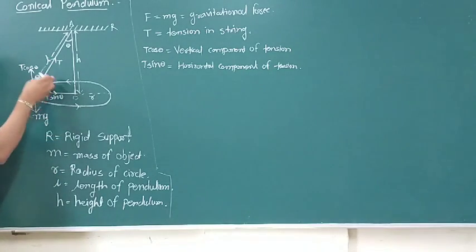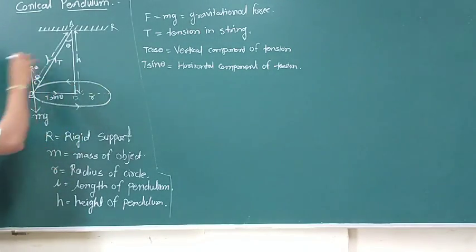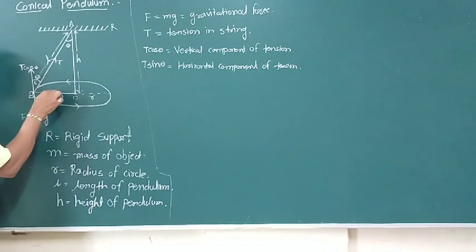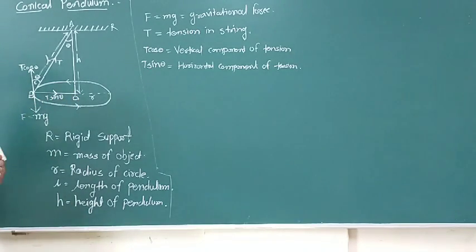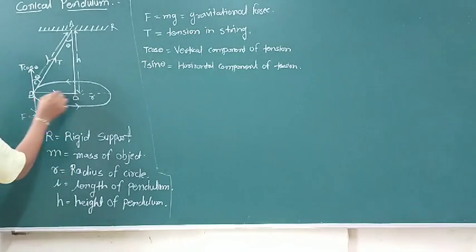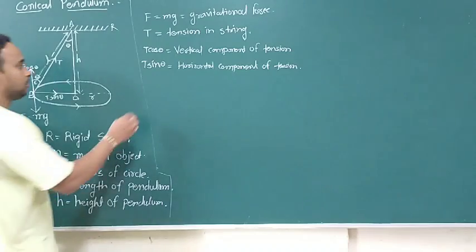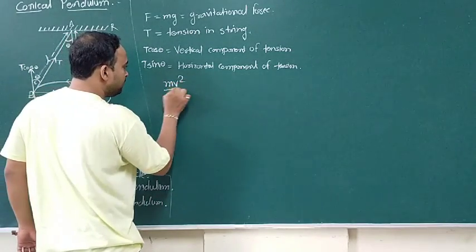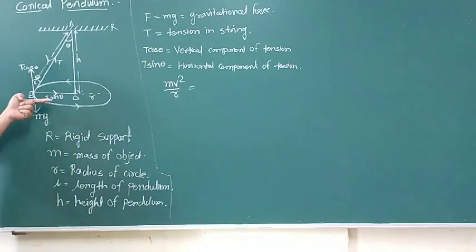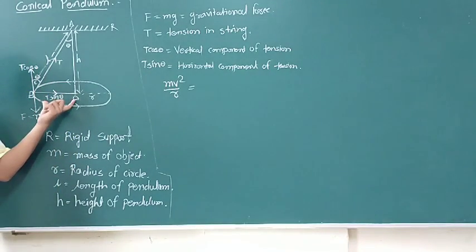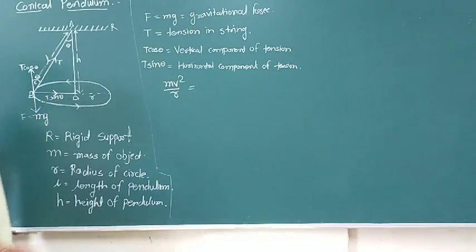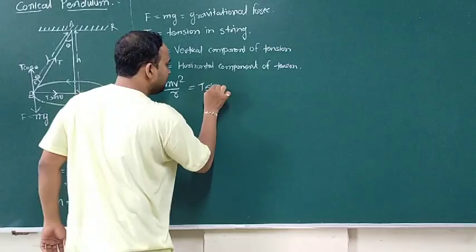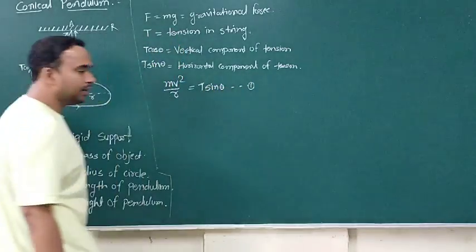Now see here, this object is moving in a horizontal circle. That means there will be a force which is directed towards the center, that means centripetal force. So the centripetal force, that is mv square upon r, is equal to the horizontal component of tension, that is T sin theta. So you get equation number 1.